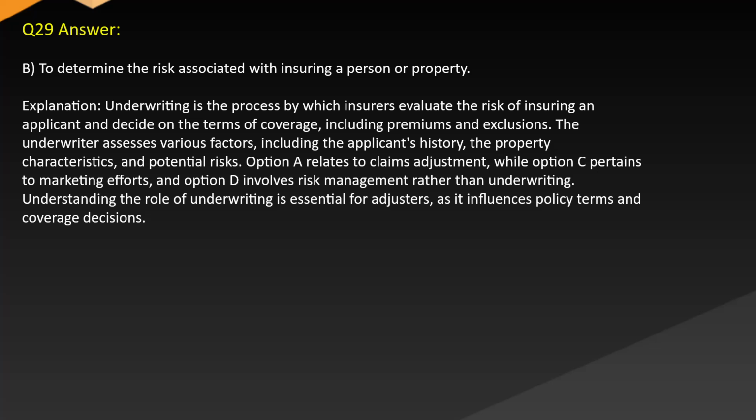Answer B. To determine the risk associated with insuring a person or property. Explanation. Underwriting is the process by which insurers evaluate the risk of insuring an applicant and decide on the terms of coverage, including premiums and exclusions. The underwriter assesses various factors, including the applicant's history, the property characteristics, and potential risks. Option A relates to claims adjustment, while option C pertains to marketing efforts, and option D involves risk management rather than underwriting. Understanding the role of underwriting is essential for adjusters as it influences policy terms and coverage decisions.